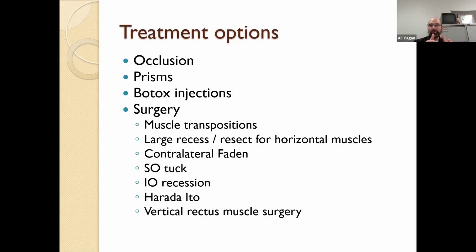So if you have a weakened lateral rectus, for example, and an overacting medial rectus, you inject the medial rectus to allow the deviation to become less obvious. Botox, as you know, has to be repeated. It doesn't last forever. Surgery is a little bit more complex. Again, it depends on which muscle is affected and what's left.